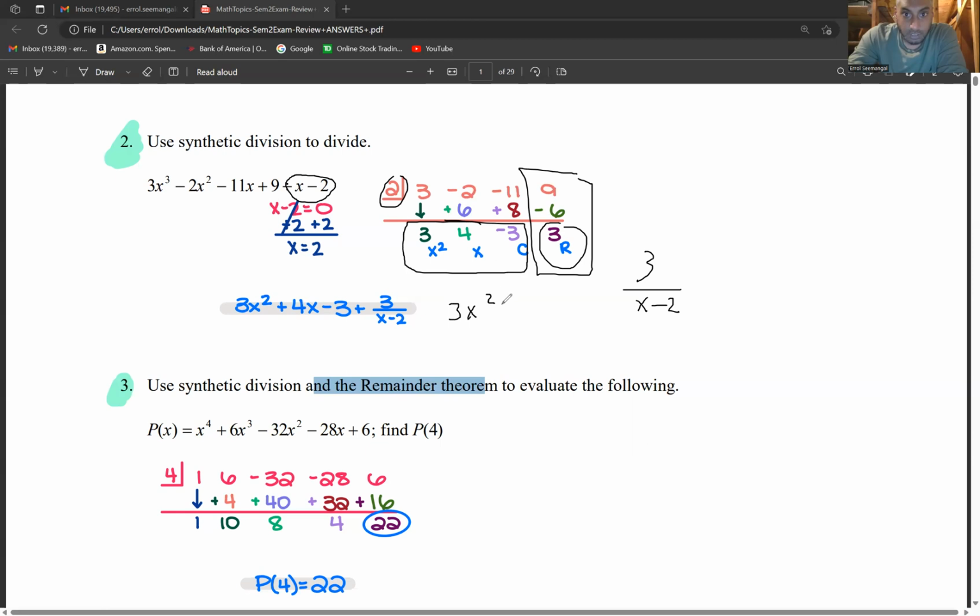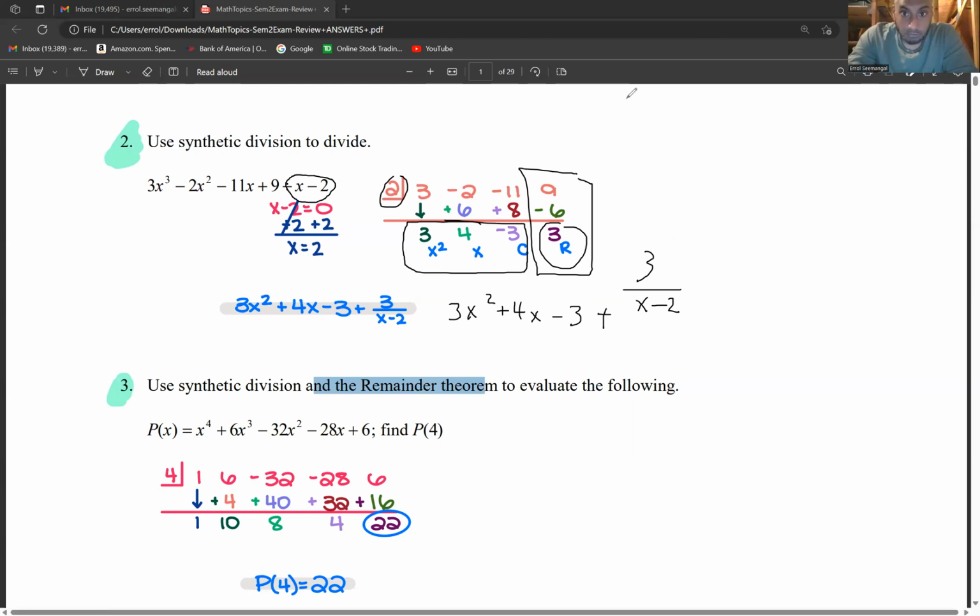3x squared plus 4x minus 3 plus this. All right, so that's the general idea.